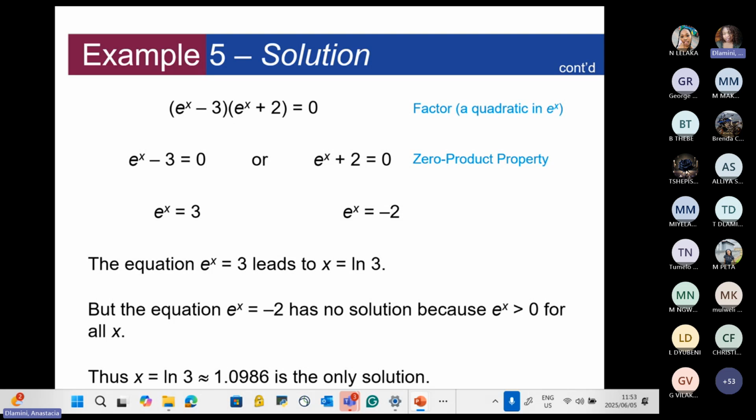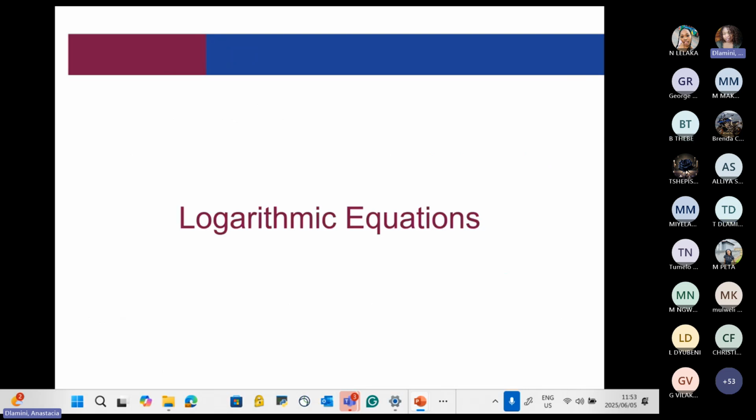But this equation has no solution, because every time you put any value of x in there, it will be greater than 0 for all values of x. So therefore, ln x equals ln of 3 is the only answer.